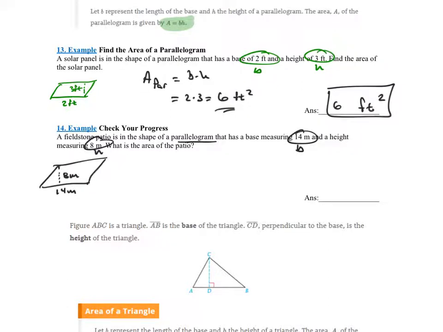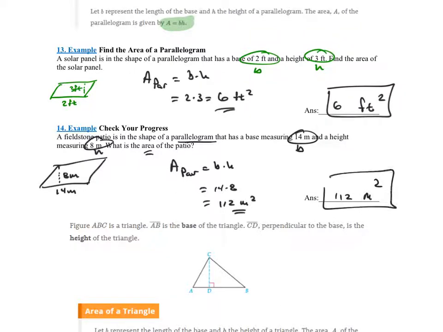I've identified those. We're trying to find the area. So we're finding the area of a parallelogram, which we know is base times height. We know our unit is meters, and because it's area, our answer has to be in meters squared. Again, we've labeled our variables, we've written our formula, we've labeled our answer. Now let's do the math. So the base was 14, the height was 8. Go ahead and put 14 times 8 into your calculator and let's see what you get. I'm getting 112. Again, that would be meters squared.